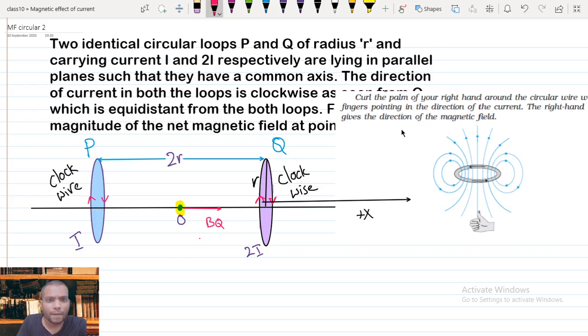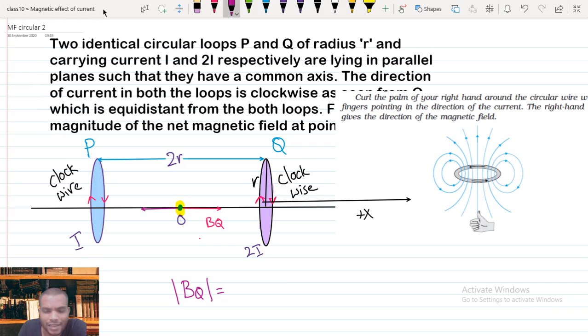Similarly, for the other coil, the magnetic field at point O is exactly opposite, acting in this direction. Now to find the resultant magnetic field at point O, let's find the magnitude of the magnetic field due to coil Q, magnitude only.